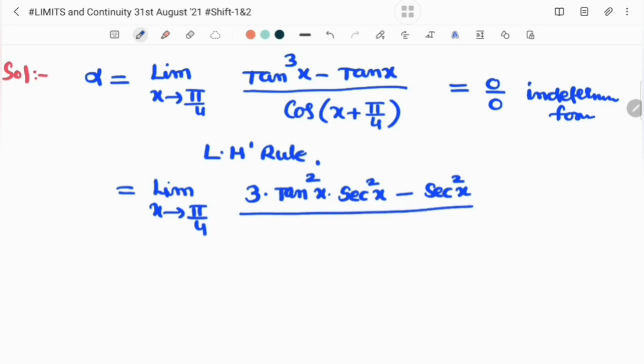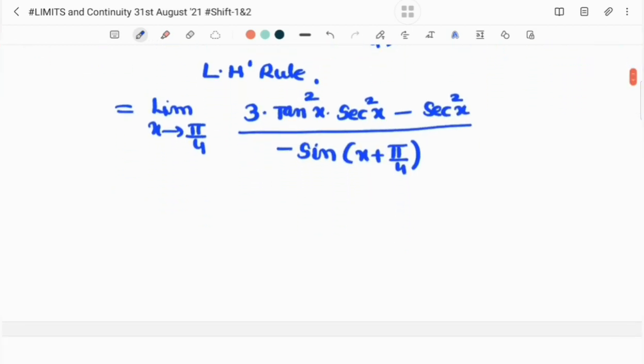Divided by the derivative of cos of (x plus pi by 4). What is the derivative of cos x? Minus sin. So minus sin of (x plus pi by 4), and again differentiate x plus pi by 4: the derivative of x is 1, pi by 4 is 0, so 1 plus 0 is 1. After completing the differentiation, in both the terms we take common secant square x.